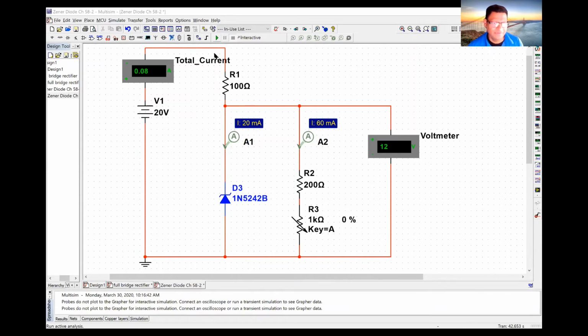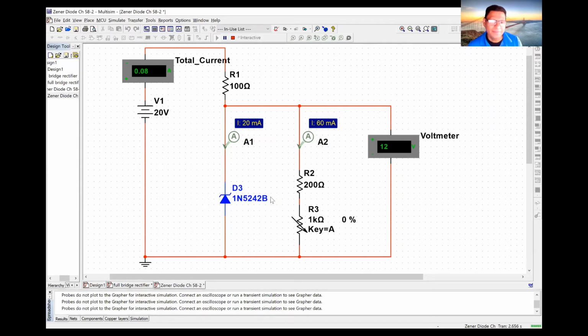Okay, let's do the following. We have a 20-volt power source, we had a 100 ohm resistor, which is the current limiting resistor, and then we got our Zener diode. The actual Zener diode is rated for 12 volts. So you can see here that we have 12 volts at this point in time. We have a 12 volt drop through this load.